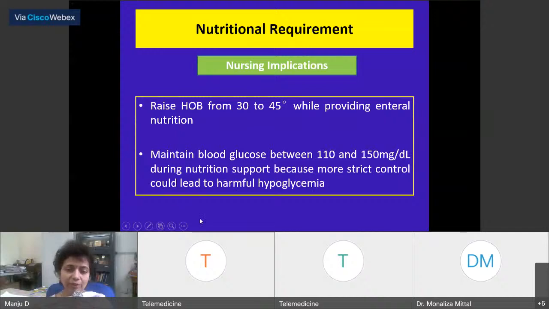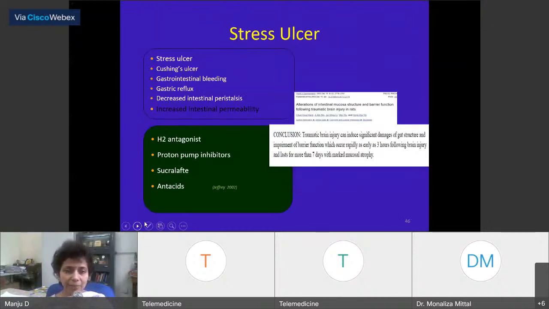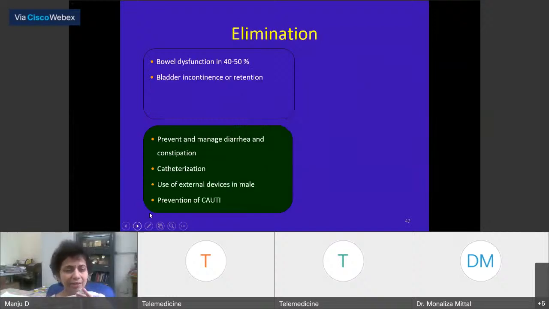Maintain blood glucose between 110 to 150 mg per deciliter during nutrition support, because more strict control could lead to harmful hypoglycemia. Stress ulcer management is also one of the important aspects when we talk about nutrition. We may give proton pump inhibitors or antacids as time goes. In the initial period we give H2 blockers like ranitidine or pantoprazole. Later we may change to occasional antacids or other things.